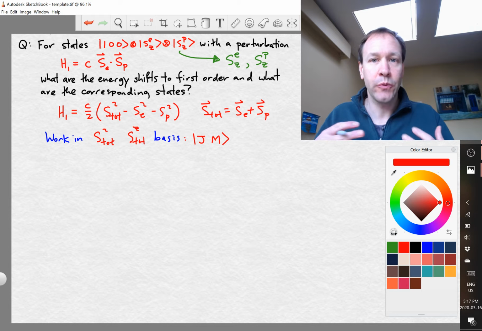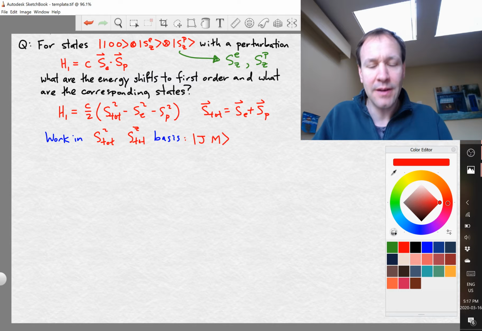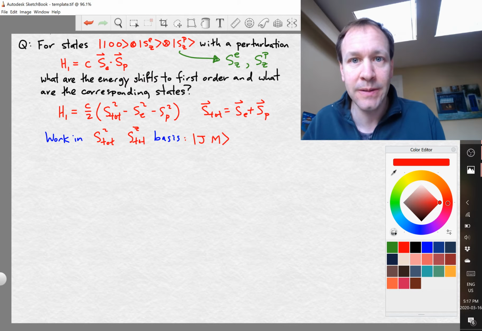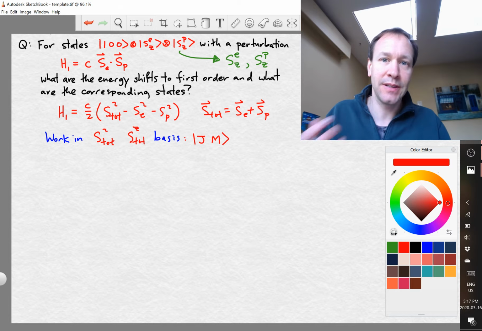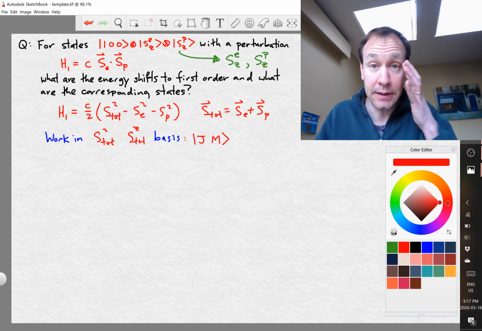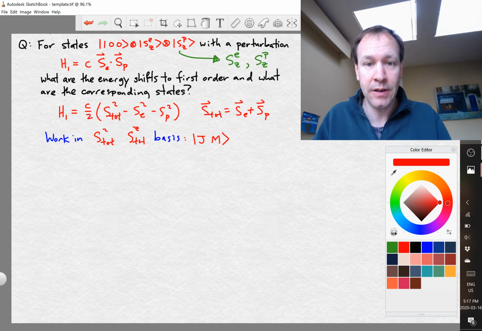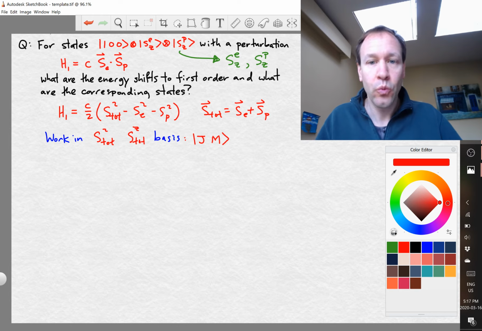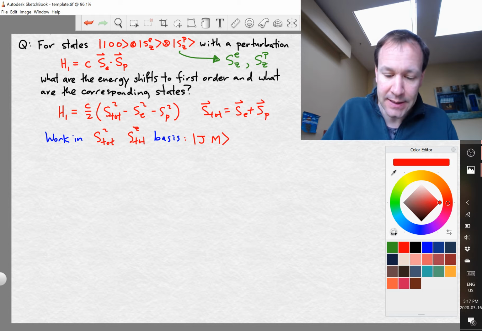Okay, great. So what we want to do is first understand what these new basis elements are in terms of the old basis elements. That we can get using the Clebsch-Gordan table. And then we want to understand what the energy shift is once I add this Hamiltonian. Okay, and that's going to be very straightforward working in this new basis. So first let me just remind you what these basis elements are.